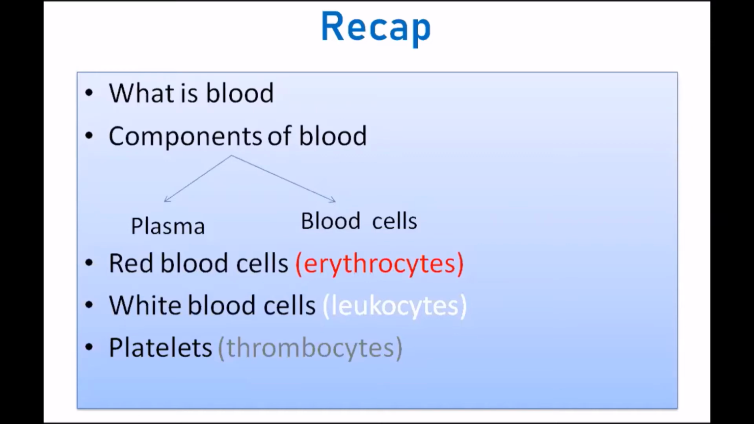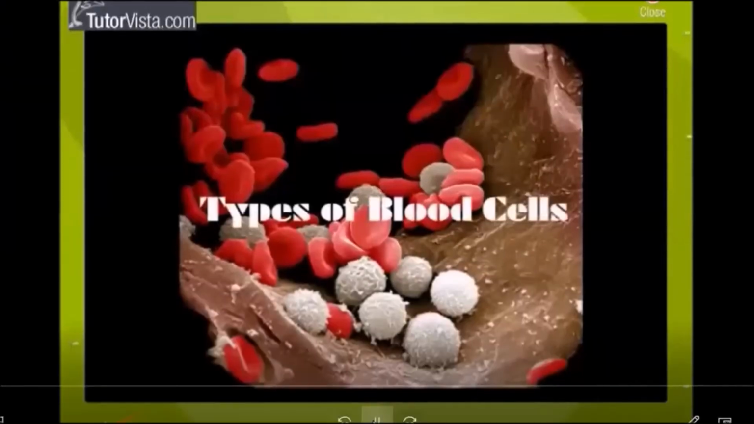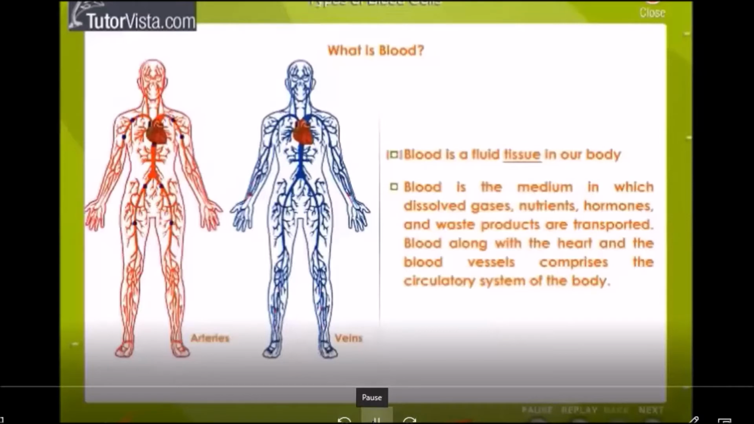So starting with today's lecture, let's go through what we have discussed before, starting with what blood is. Blood is a connective tissue in the form of a fluid in our body. It is the medium in which dissolved gases, nutrients, hormones, and waste products are transported. Blood, along with the heart and the blood vessels, comprises the circulatory system of the body. As a tissue, blood is formed of cells and other components. Now let us discuss some more details about the cellular components of the blood.